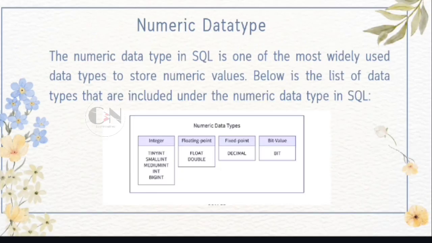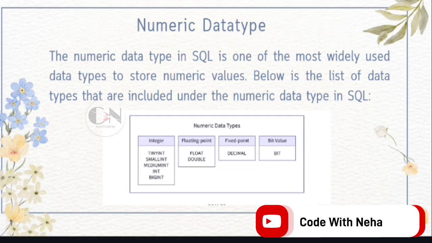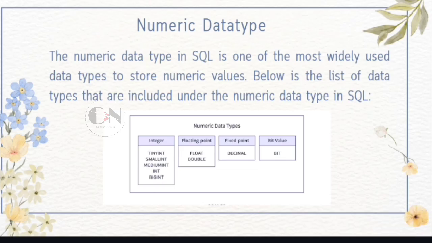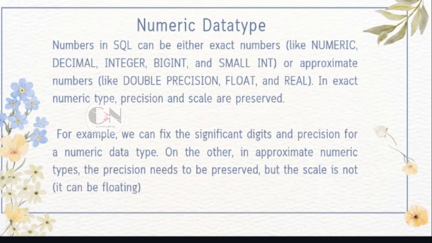The numeric data type in MySQL is one of the most widely used data types to store numeric values. Below is the list of data types that are included under the numeric data type: integer or int, small int, decimal, numeric, float, real, double, and precision. Numbers in SQL can be either exact numbers like numeric, decimal, integer, big int or small int, or approximate numbers like double precision, float, and real.